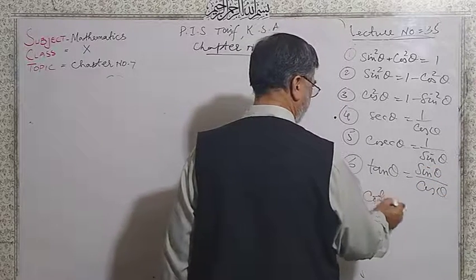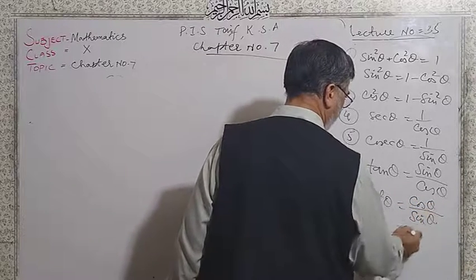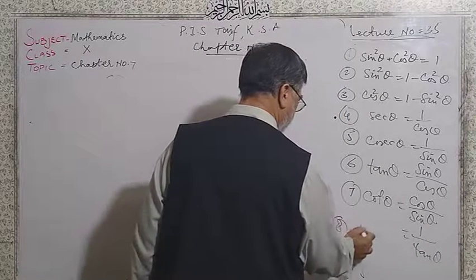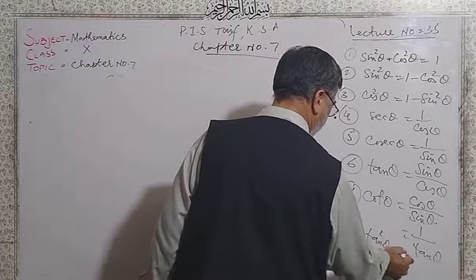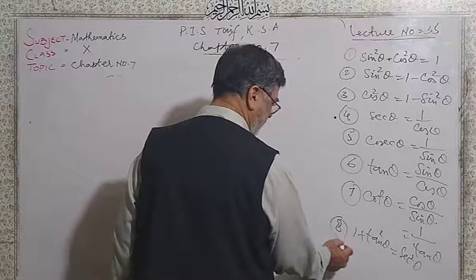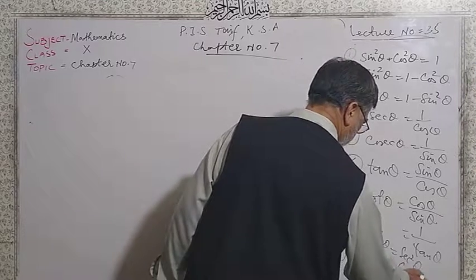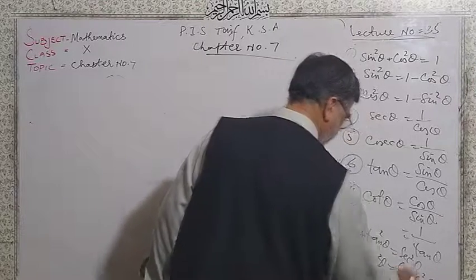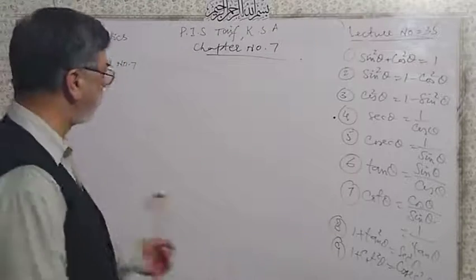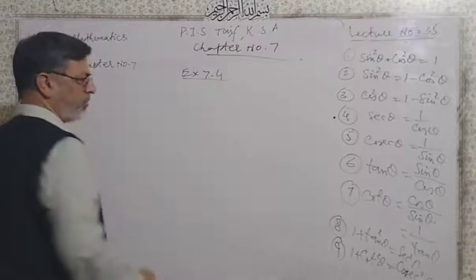Cotangent theta is reciprocal of that, cos theta over sin theta, or you can say 1 over tangent theta. Similarly, number 8 is 1 plus tangent square theta is equal to secant square theta. This is fundamental identities. Number 9, 1 plus cotangent square theta is equal to cosecant square theta. These are the formulas which will be applied here in exercise 7.4.